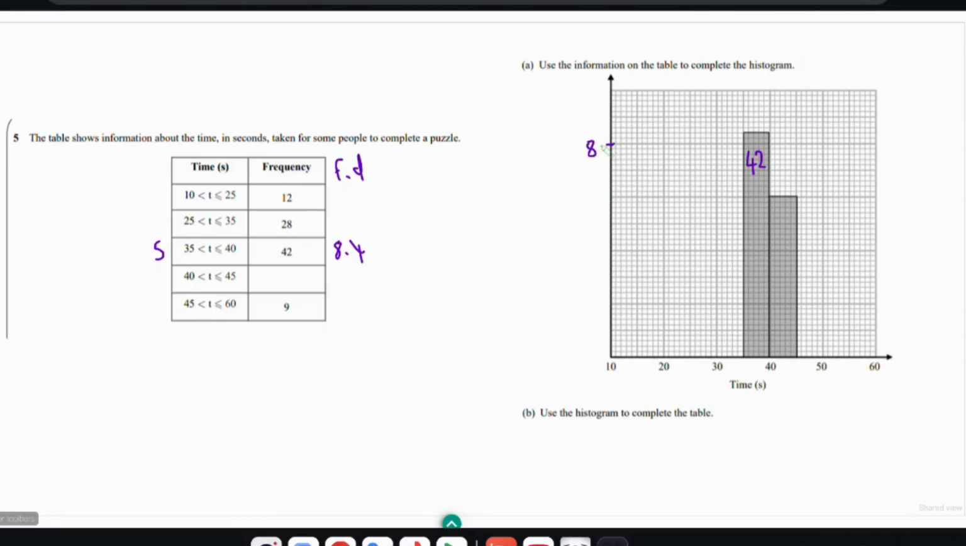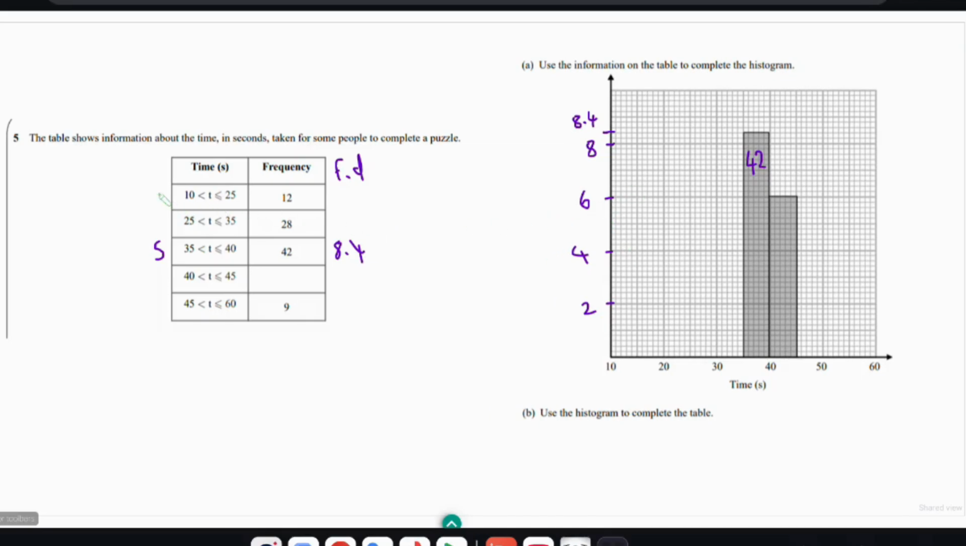So this is 8, 2, 4, and 6. So if you can see here, we're going up in 0.2s, so 8.2, 8.4. So what you could have done there is you know that height is 8.4. There are 10, 20, 30, 40, 42 mini squares. So 8.4 divided by 42 is 0.2, which shows it's going up in 0.2s.